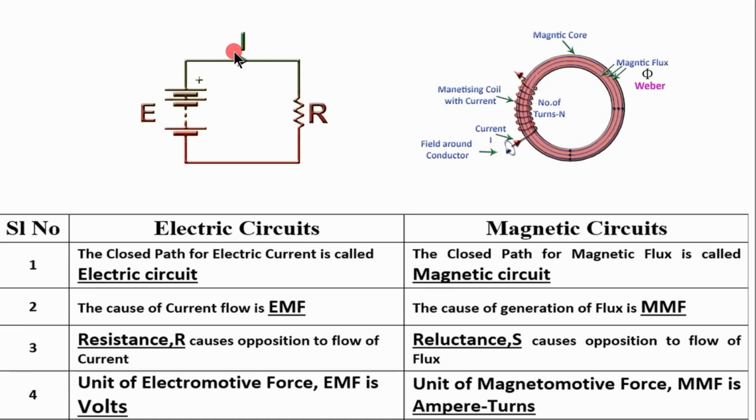The cause of this current flow is this EMF, while the cause of generation of this magnetic flux is MMF, which is created by this current and the number of turns. This resistance R opposes the flow of electric current. Similarly, in the magnetic circuit, the reluctance S causes opposition to the flow of flux. Unit of EMF is volts, while unit of MMF is ampere turns, that is current into number of turns.